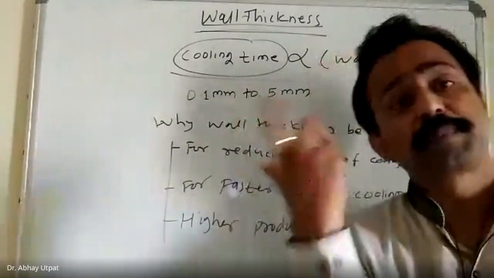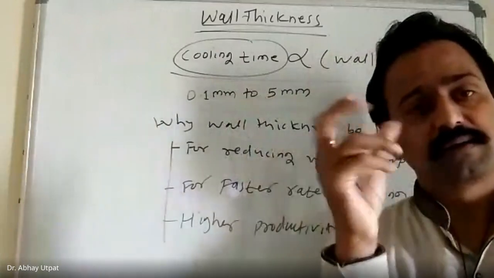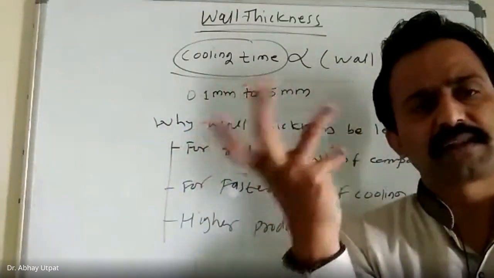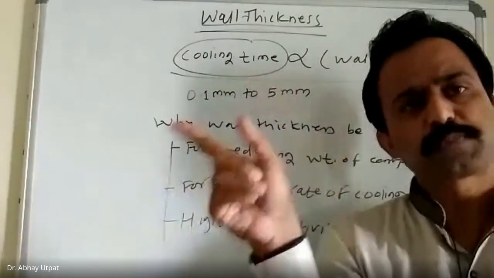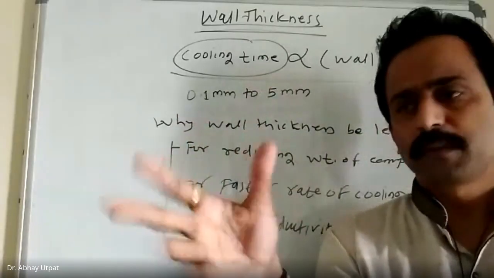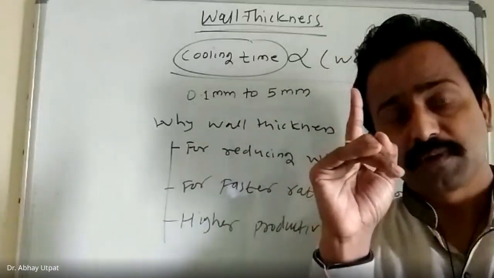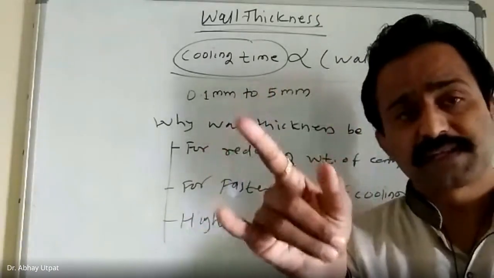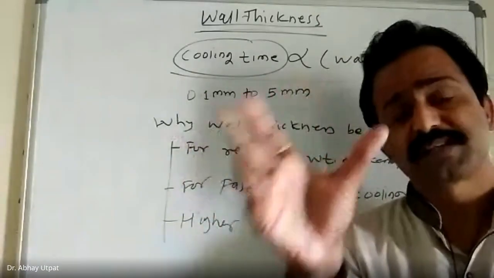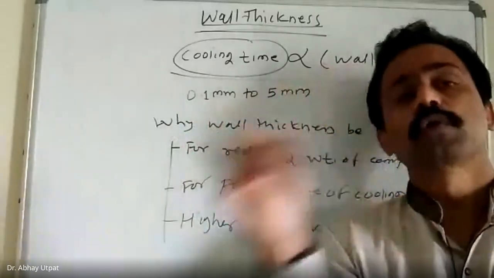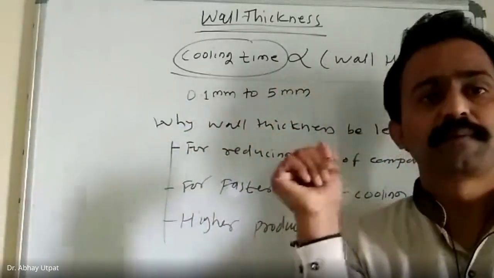Now, there are many such cases where you can't keep your wall thickness minimum. So there is a shape limitation. Some parts have a limitation of shape. You must follow that shape, otherwise it will not fit there. If shape limitation or size limitation is your constraint, how do you overcome this? By following the minimum wall thickness.